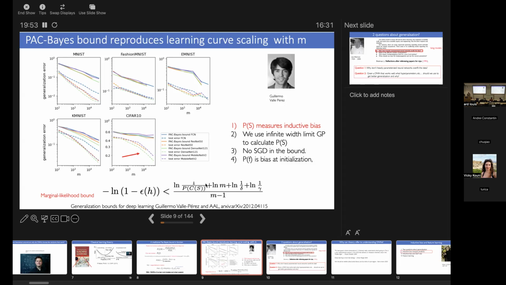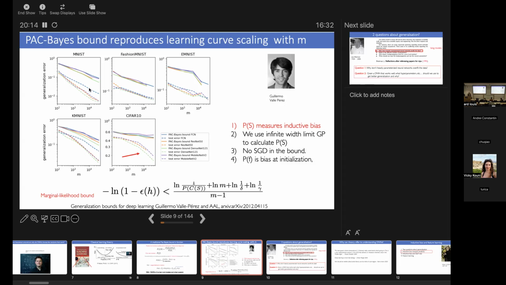So this marginal likelihood measures the inductive bias, plus the little technical terms that you shouldn't worry about, divided by the number of data points. The more data points you have, the better your bound is. It doesn't scale as 1 over m because the marginal likelihood also becomes smaller as you get more and more data. The probability of zero training error goes down.